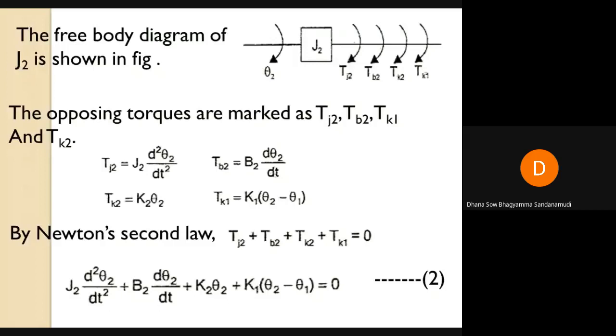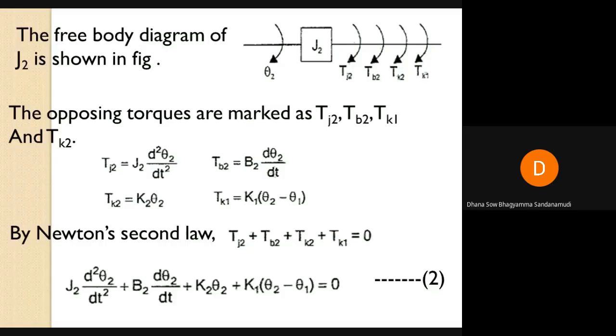So substitute these equations according to Newton's second law. Opposing torques are equal to the applied torque. Applied torque is 0 here. Why is my cursor not visible?